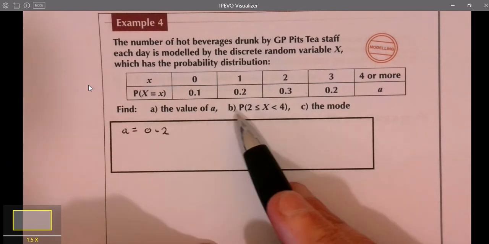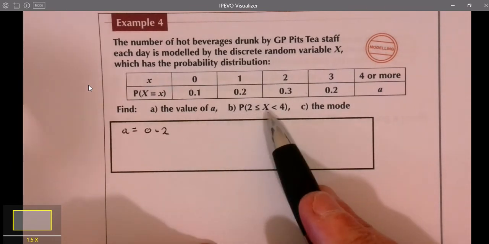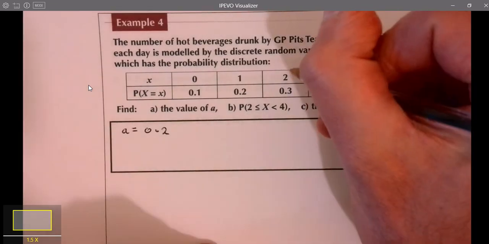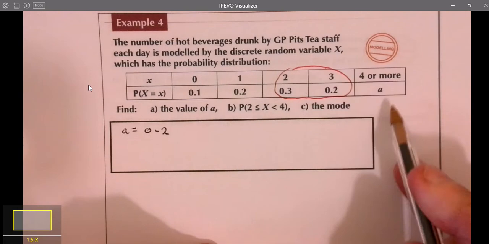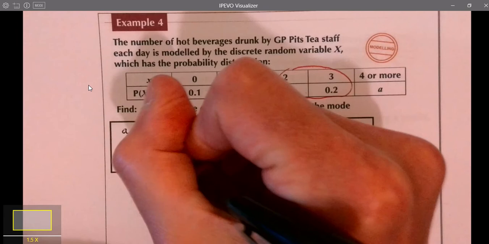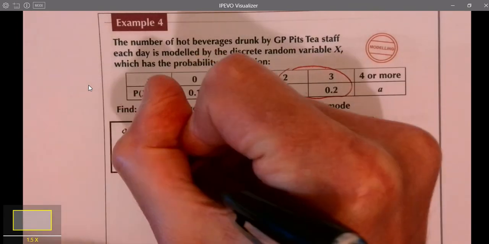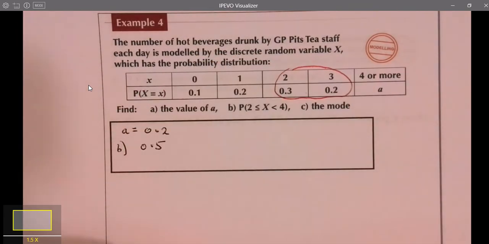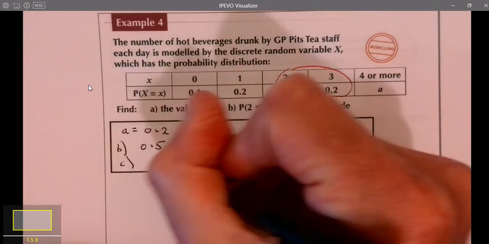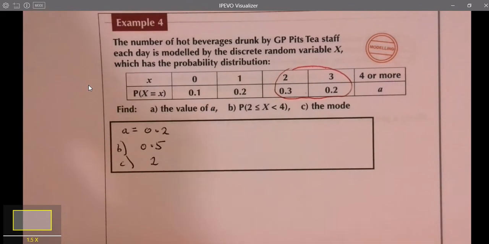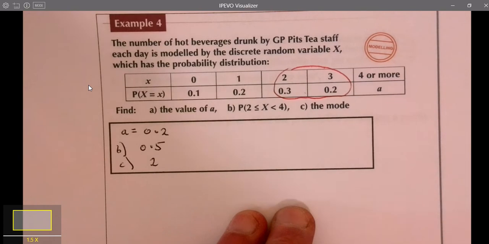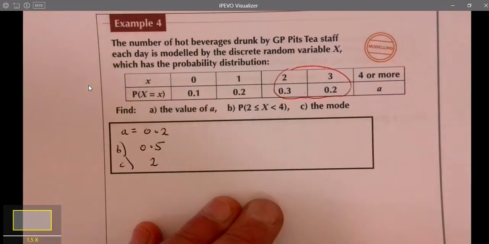Now look at this. What's the probability that X is more than or equal to 2 but less than 4? So that's those ones, not including that, because it's less than 4. So the answer to part B is 0.5. It's those two. What's the mode? Well, which one happens the most? 2 is the mode. So these questions, once you get the idea, are reasonably straightforward. It's just getting used to the terminology a little bit, not being scared by the table that's in front of you.